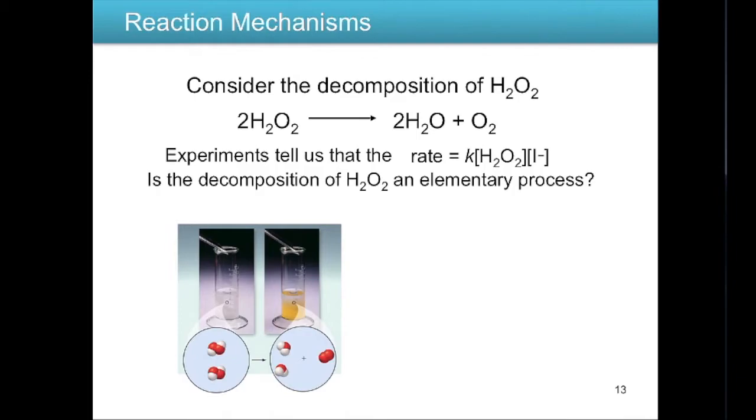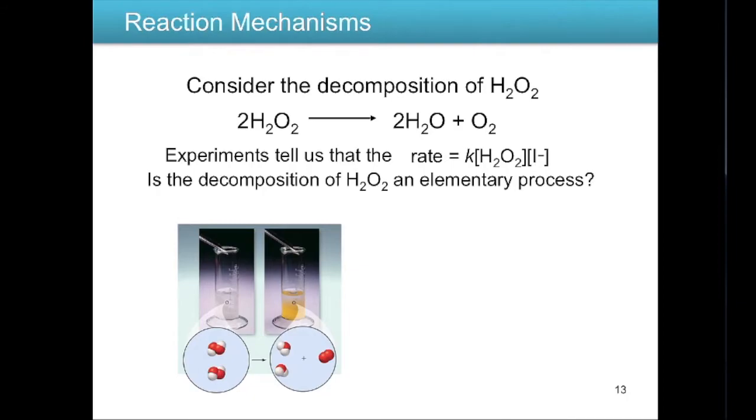So considering the decomposition of hydrogen peroxide, so hydrogen peroxide going into water and oxygen. If experiments tell us that the rate equals k times the concentration of H2O2 times the concentration of iodide, the question is, is the decomposition of hydrogen peroxide an elementary process? So what has to be true for this to be an elementary process? The one thing that has to be true is that this has to be a single collision. So the question you have to ask yourself is, can a single collision result in H2O2 turning into H2O and O2? Now the answer to this is actually no.